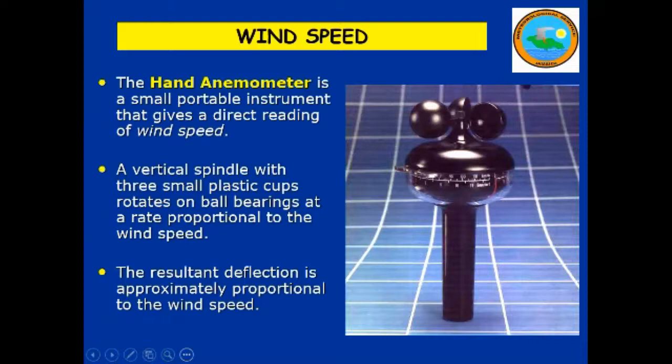For wind speed, we use our anemometer. These anemometers can come in different forms. The most popular one though is a cup counter anemometer, where the wind gets inside the cups, three cups, and they just spin around and you measure the actual speed.